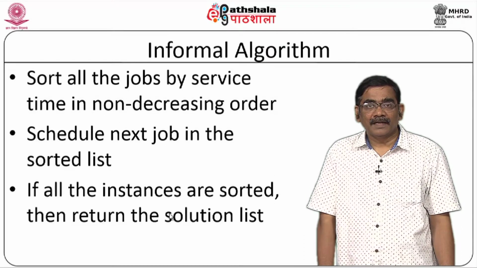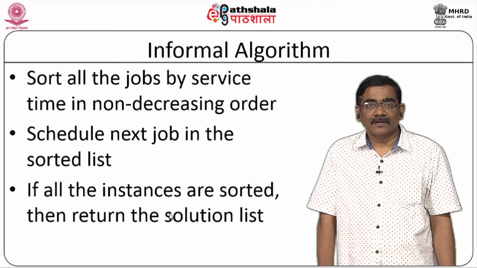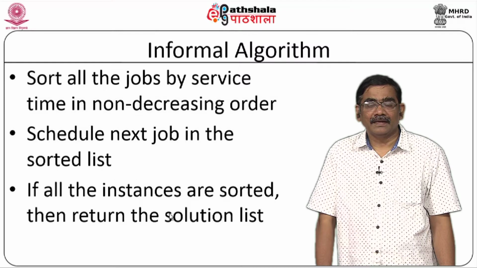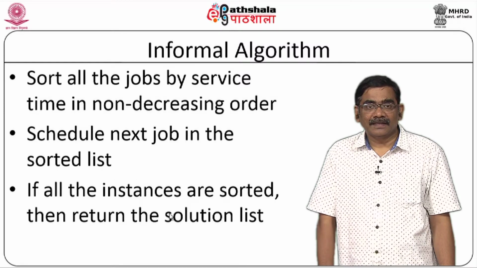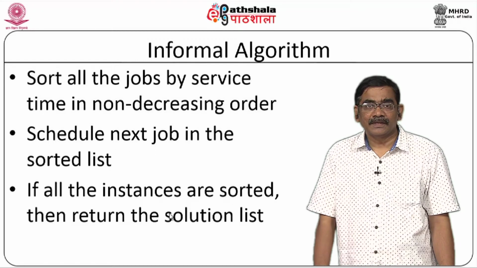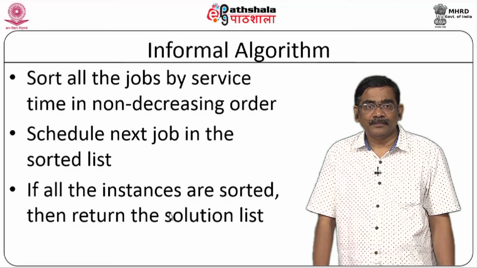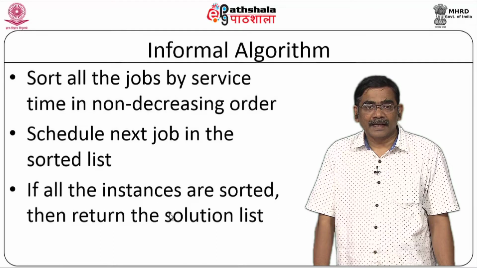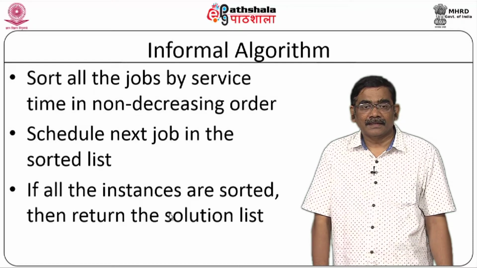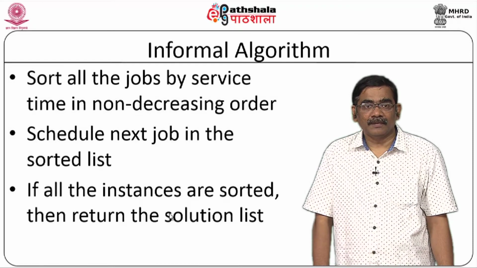The informal algorithm is very simple: sort all the jobs by the service time in non-decreasing order. Then we have the sorted list, where the jobs are sorted based on the running time. Then, based on that, I am going to allocate jobs from the sorted list. So, this is the informal algorithm.